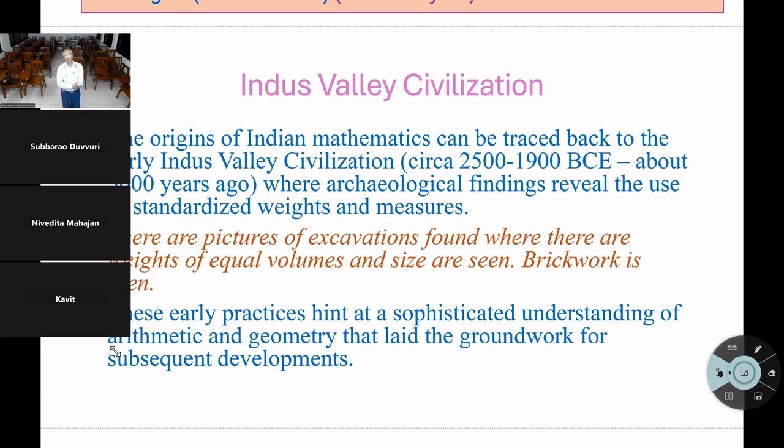And some archaeological findings reveal the use of standardized weights and measures. You will find pictures of excavations where there are weights of equal volumes and size. Equal volumes and size tell us these are some weights. And brickwork is also seen. This brickwork uses geometry. So the early practices hint at a sophisticated understanding of arithmetic and geometry that laid the groundwork for subsequent development.